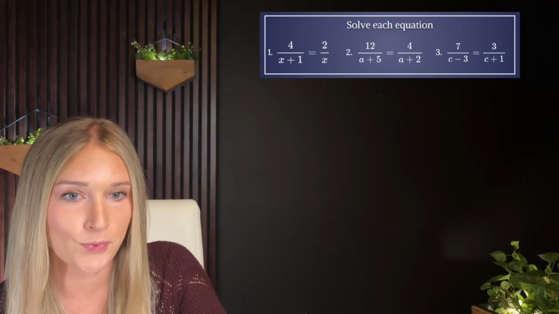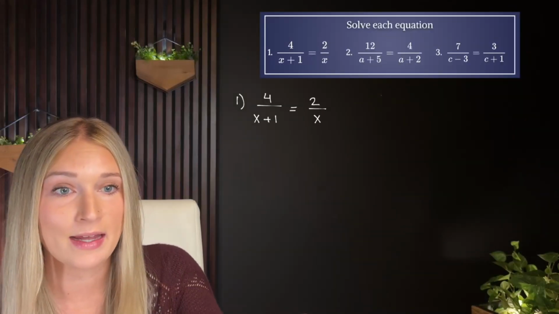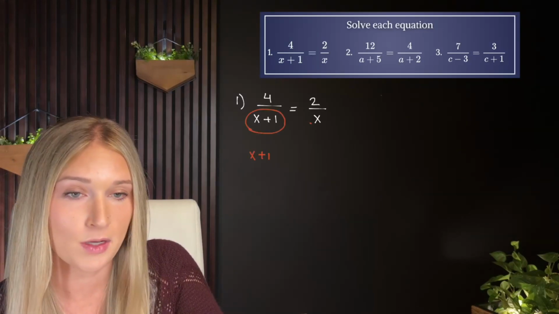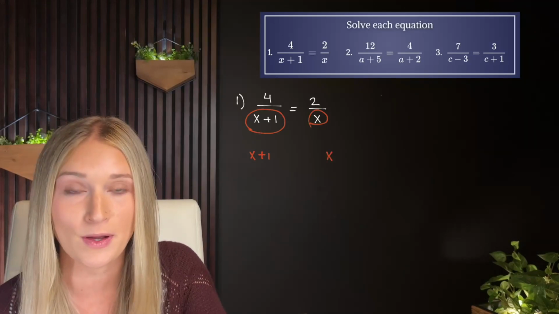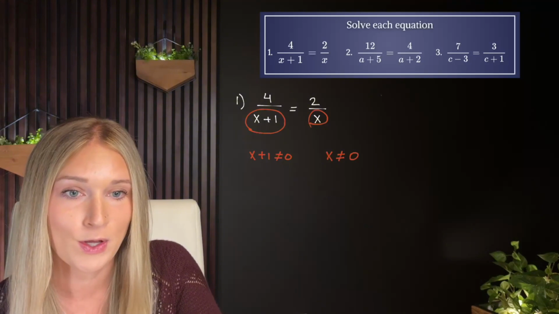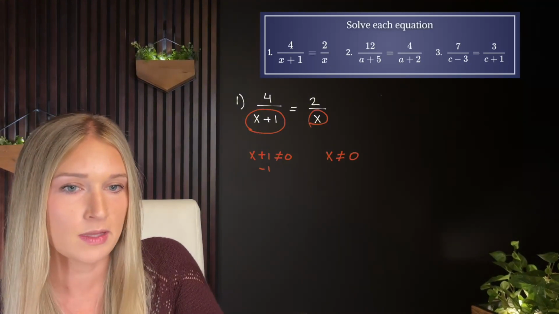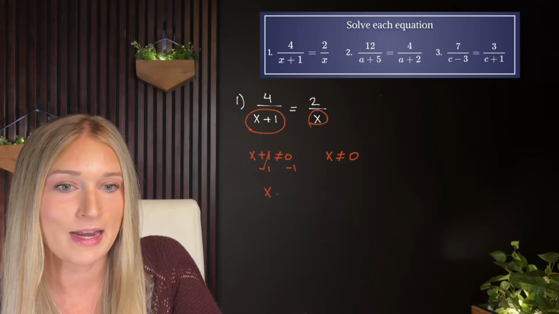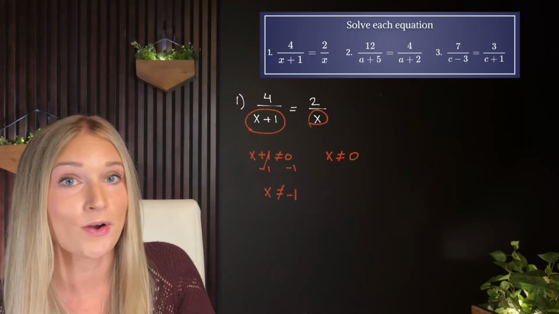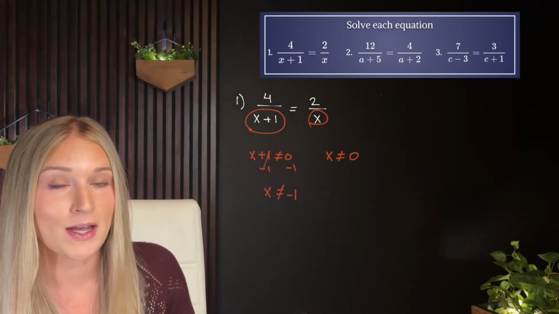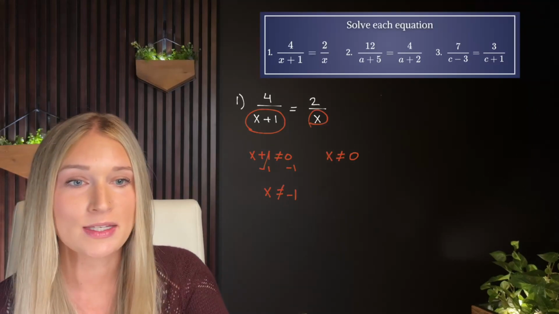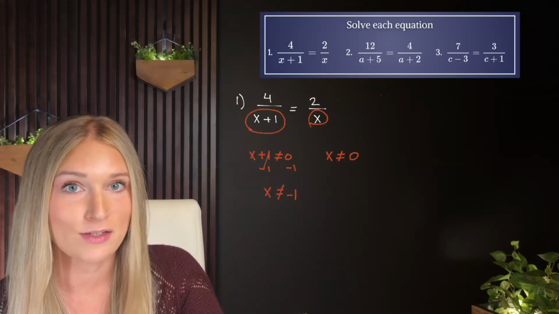In equation number 1, I want to make sure that neither my first denominator of x plus 1 nor my second denominator of just x equals 0. So x plus 1 cannot equal 0 and x cannot equal 0. Well, that first one needs a little bit of solving, so let me subtract 1 to determine that x cannot equal -1. So these two values are off limits. If my answer comes up as either x is 0 or -1, we're going to have a problem. So I'm just going to put these off to the side and keep them in mind for later.